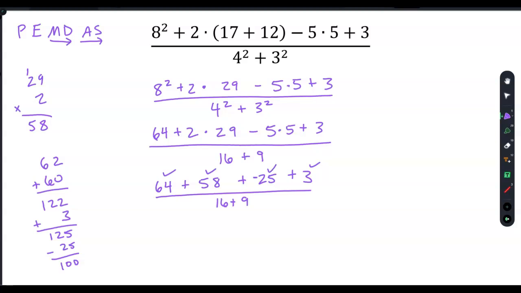So however you see to do that, but just realize that once it's all addition, you can technically do it in any order. And then my denominator here, 16 plus 9, should give me 25. And then the last thing I would do is just divide those. So this is really the same thing as 100 divided by 25, which is 4.